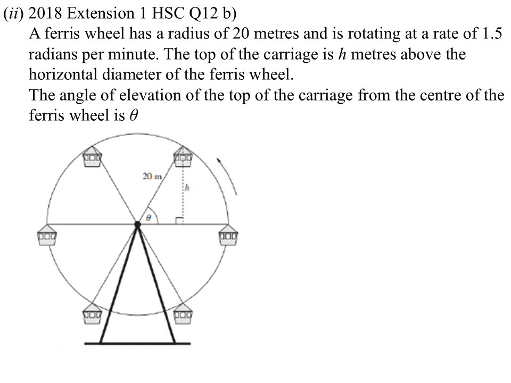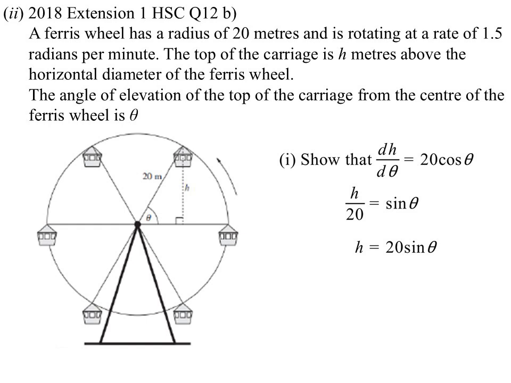2018, so a few years before that. Ferris wheel, radius 20 metres, rotating around 1.5 radians per minute. Top of the carriage is measured, okay. So h is just the distance from the axis there, and we've got to find the expression for dh/dθ. But we've got this nice triangle that has both theta and h. We should be able to get something there. h over 20 is sine theta, we just differentiate that. Okay, that part was all right.